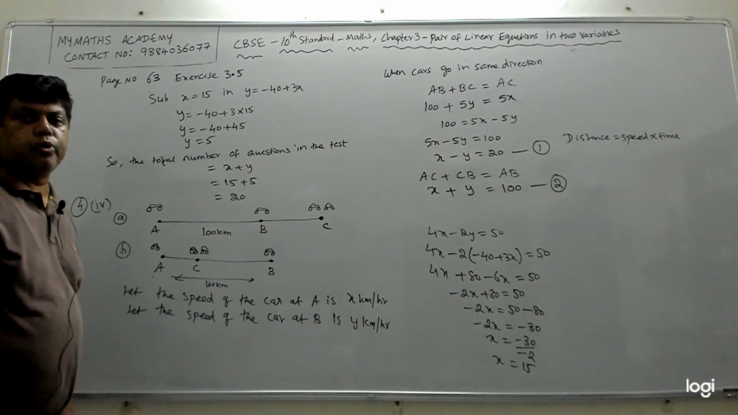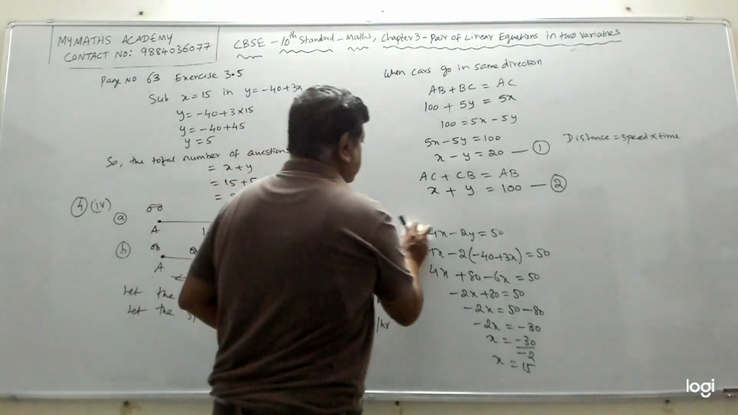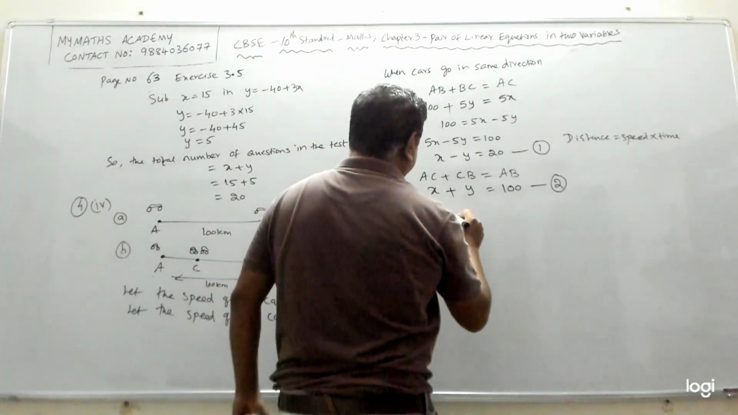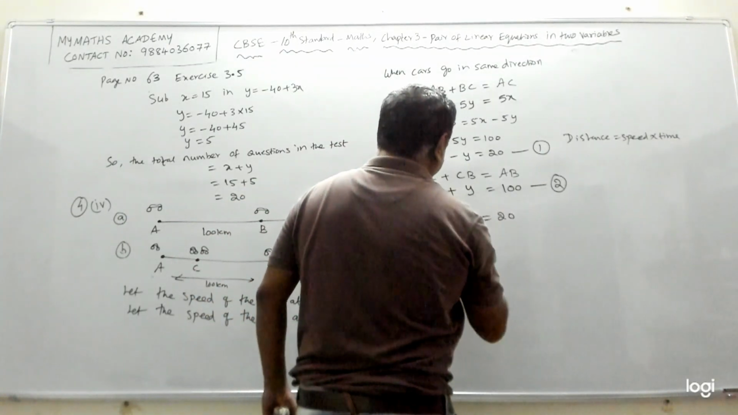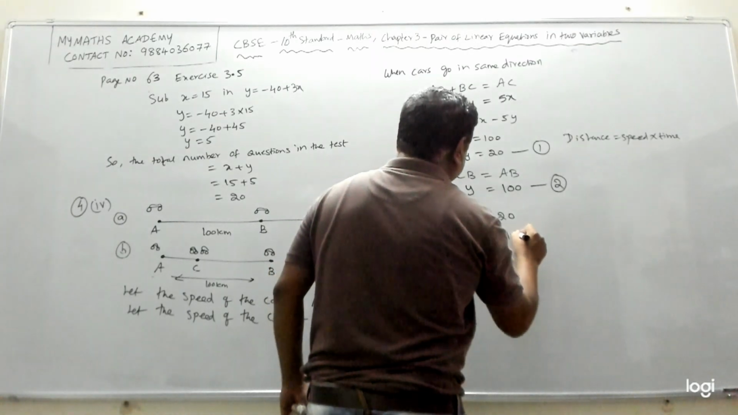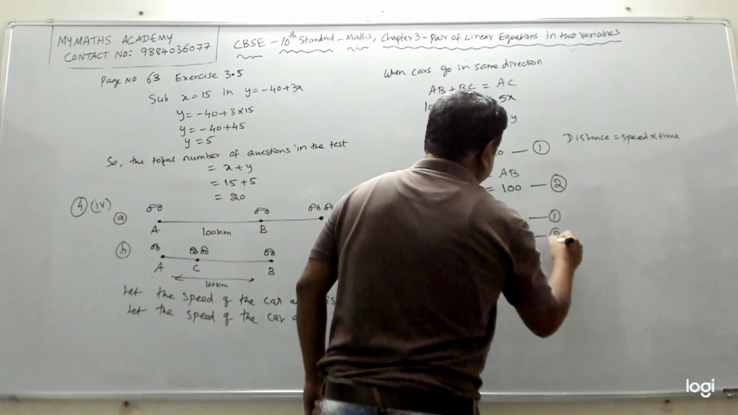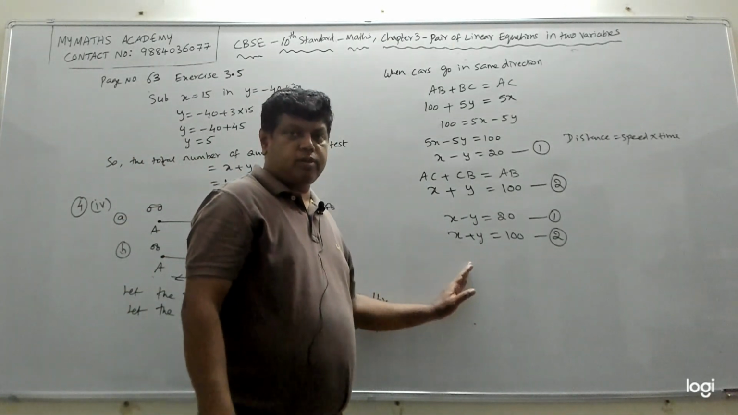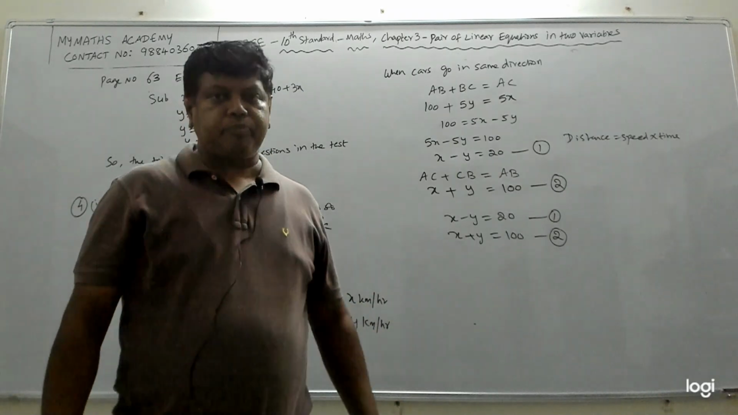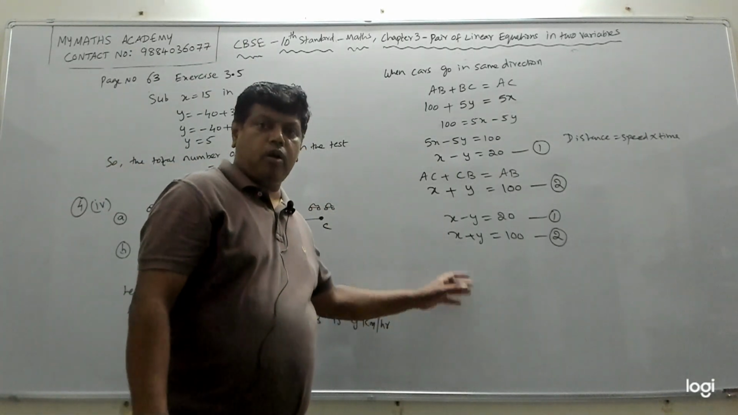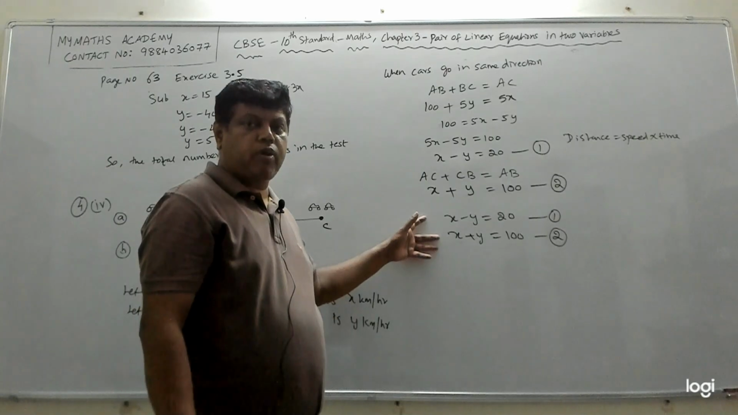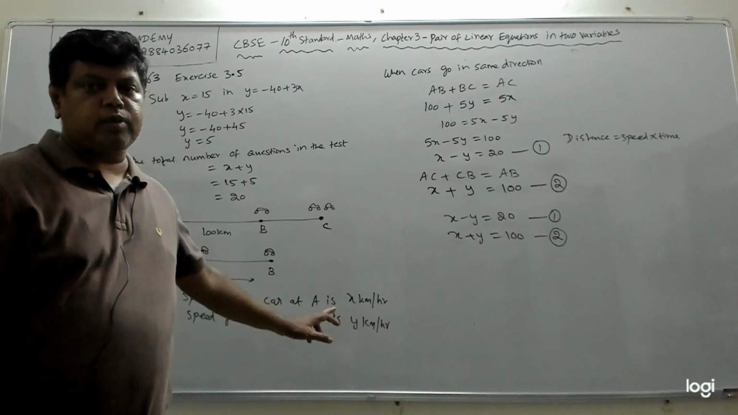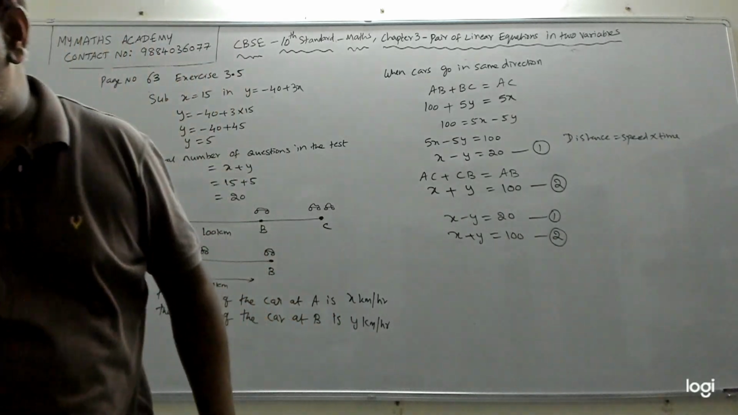Now we have found two equations. We need to solve these two equations. So x minus y equal to 20, x plus y equal to 100. First equation, second equation. Right? So I will stop here and you can solve this by any method, but preferably try the elimination method. Solve this using elimination method and find x and y. That way you will get the speed of car A and speed of car B.